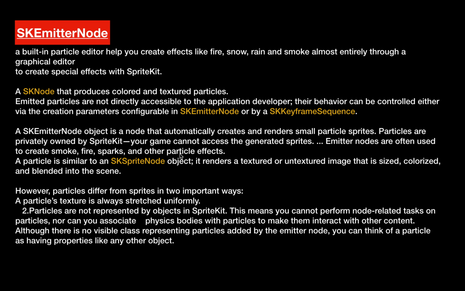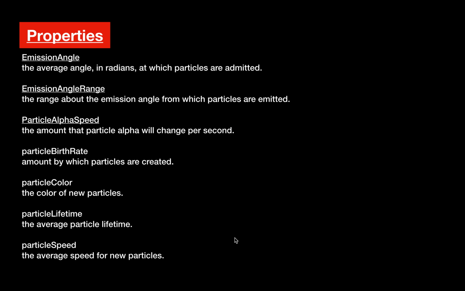SKEmitterNode is similar to SKSpriteNode, but there are some limitations here: in an SKEmitterNode, all the textures are uniformly stretched, you cannot access the parameters or the characteristics of the particles, and you cannot associate a physics body with them. So this is what the SKEmitterNode is.